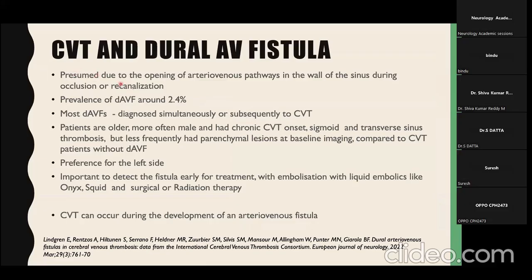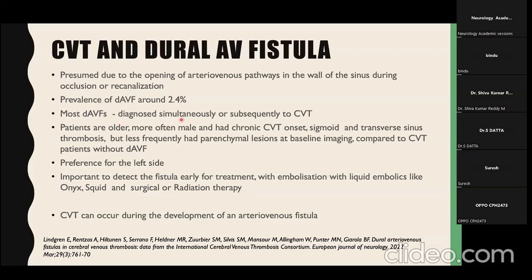CVT and dural AV fistula. Among patients with CVT, about 2.4% develop DAVF in different case series. This is due to opening of arteriovenous pathways in the dura, causing arterial and venous fistulas.